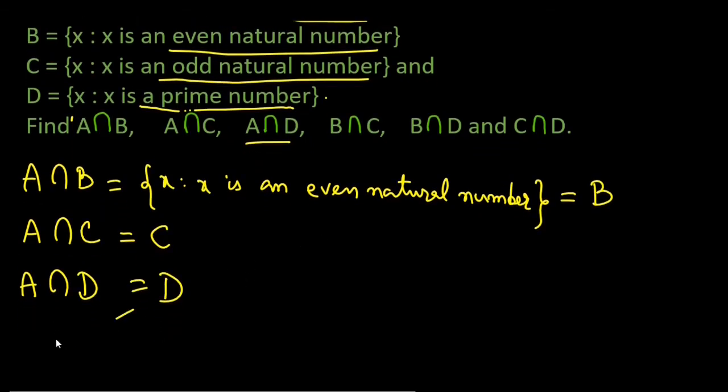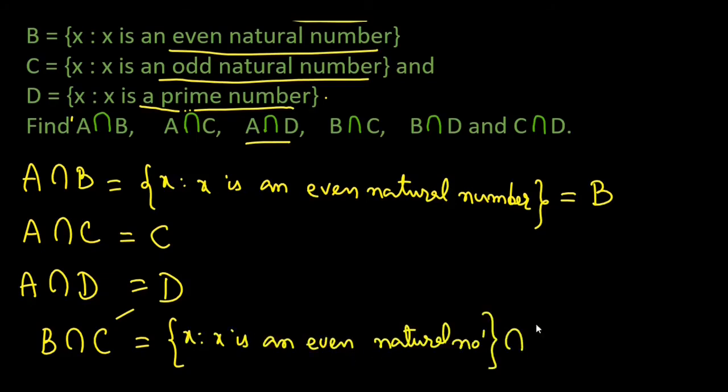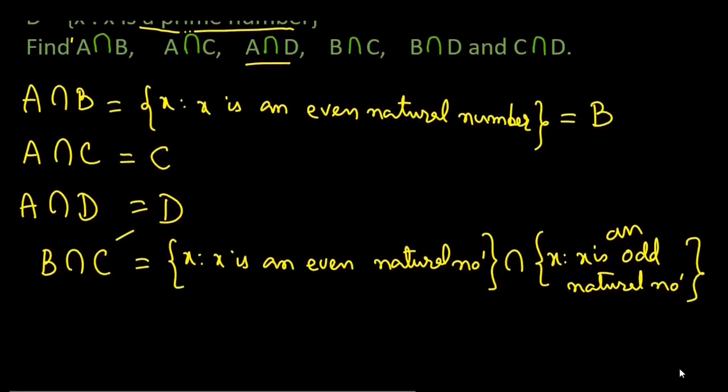Then B intersection C. B is even natural numbers, and C is odd natural numbers. So we want to take out common elements. There is no common element in even numbers and odd numbers. No even number will become odd number and no odd number will become even number. So this is empty set. B intersection C is the empty set.